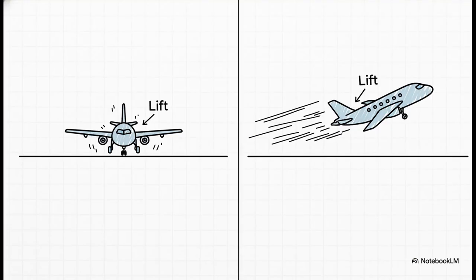So here's the core problem, right? Lift is all about speed. But during takeoff, you don't have a lot of speed yet. So how do you generate enough force to lift this huge jet off the ground? Well, you have to cheat a little by changing the wing itself.